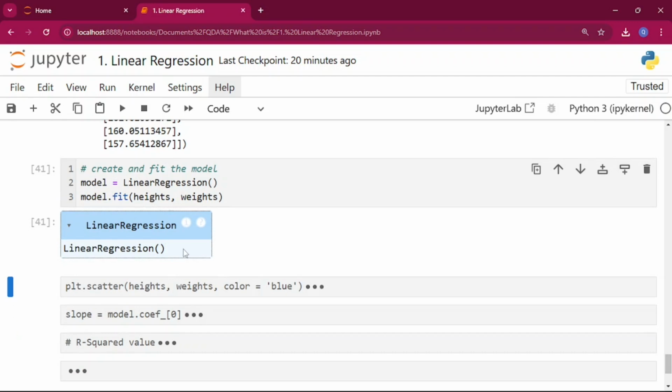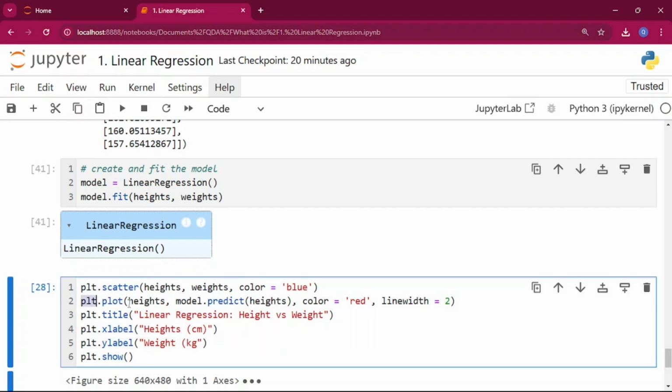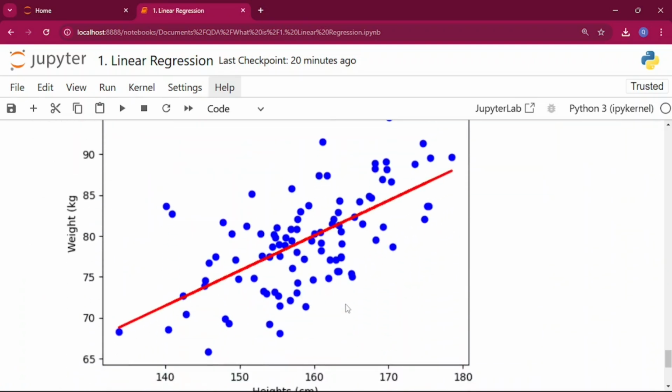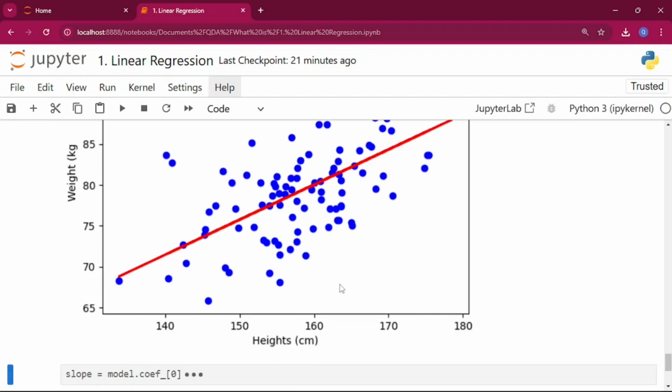Now let's plot the regression line along with our data points. I'm adding the regression line here with the height and the predicted value of the height, with the color red. As you can see, the red line represents the best fit line predicted by the model. It captures the overall trend of the data quite well. As you can see, the higher the height, the more the weight.